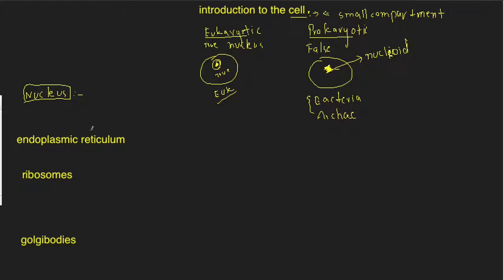As I mentioned before, the nucleus of a cell is enclosed by a membrane. I'm drawing a nucleus right here. This is the membrane, and it is called the nuclear membrane. The nuclear membrane has some holes or pores which are called the nuclear pores.